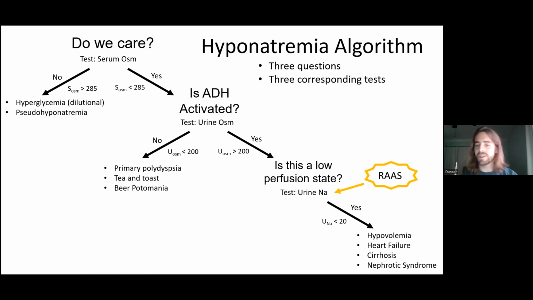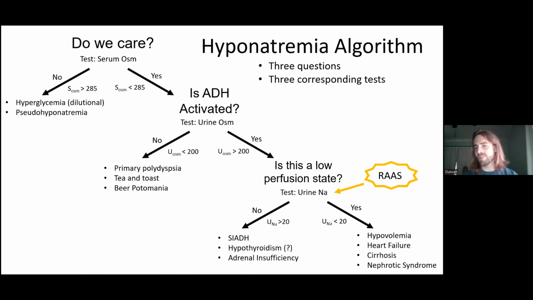and has a fundamentally different etiology for their low perfusion state and corresponding hyponatremia. And then finally, finishing out the algorithm, there are going to be some situations where ADH is activated, but when we check a urine sodium, the kidneys aren't trying to hold on to sodium, the kidneys aren't trying to hold on to volume. And so this would be a weird, inappropriate activation of ADH that's not tied to the renin-angiotensin-aldosterone system.